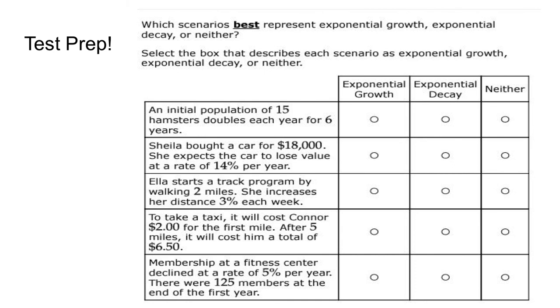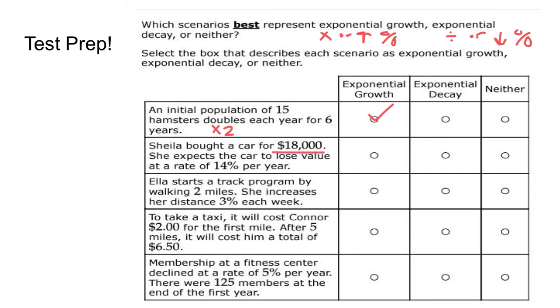All right, this one asks which scenario is best to represent exponential growth, exponential decay, or neither. So to be exponential growth, you have to have something that's multiplying or increasing by a percentage every time. For exponential decay, you have to have something that's dividing or decreasing by a percentage every time. And if it's neither, it's not doing either of those things, then you would call that neither. So this first one says an initial population of 15 hamsters doubles each year for 6 years. Double means multiplies by 2. Multiplication means that we've got something that is exponential. So since it's getting bigger, exponential growth.